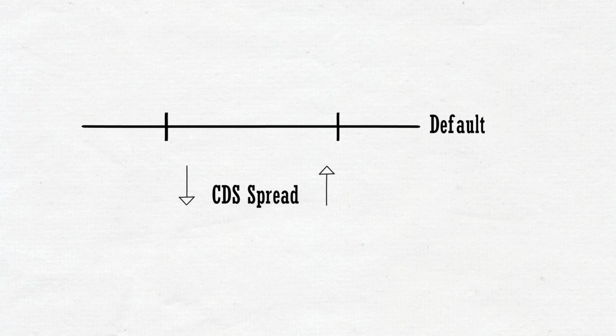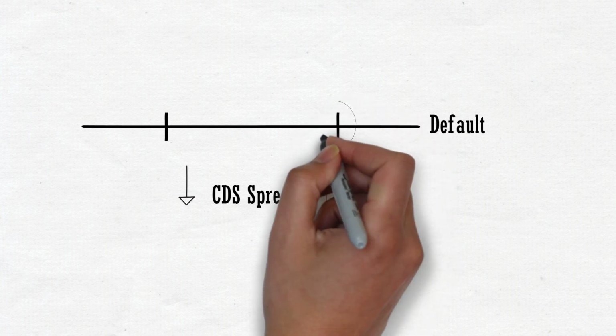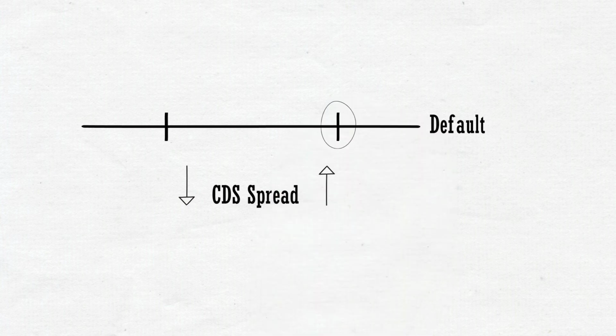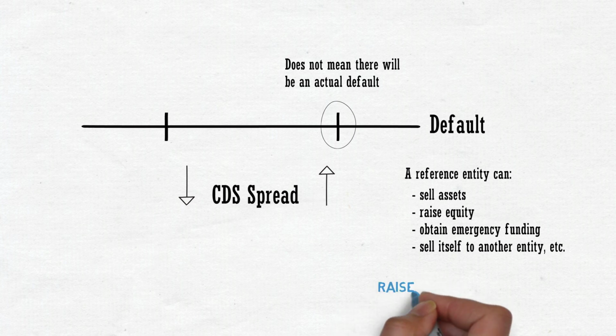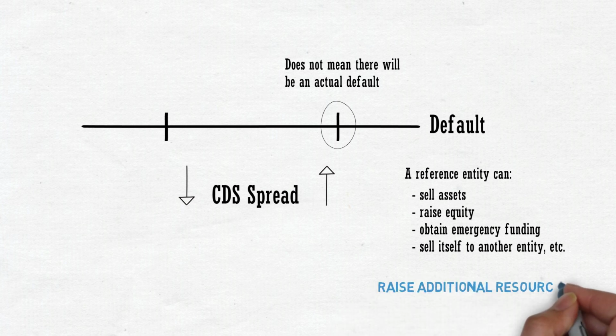Now the important thing to understand here is that just because a reference entity has moved closer to the default point, it does not mean that it'll actually default. Because reference entities can still find ways to avoid a default. It can sell some non-core assets, it can raise fresh equity from the market, it can arrange for some emergency funding, or it can sell itself to another company. Basically, it can raise additional resources to pay back its debt and ensure that it does not have to default.